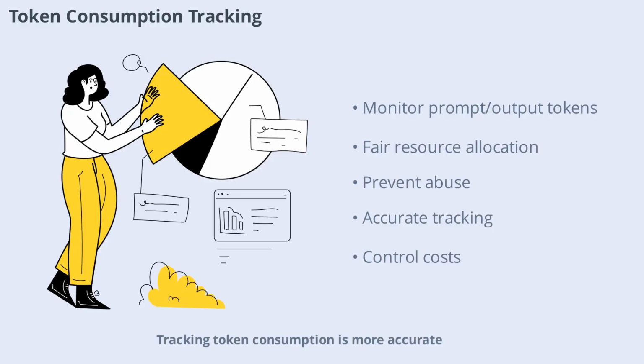Tracking token consumption is more accurate than counting requests for rate limiting. By monitoring both prompt and output tokens, you can allocate resources fairly and prevent abuse. This approach is especially important for LLMs where requests can vary greatly in size and cost.